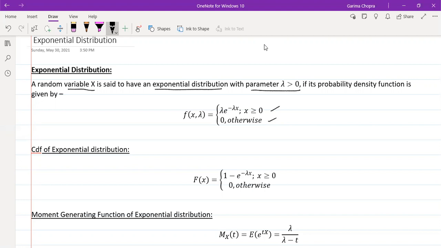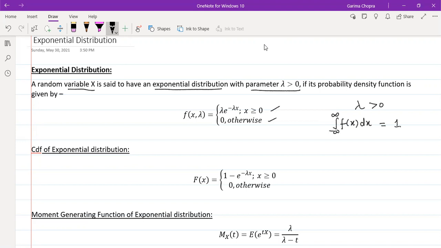If the random variable x has an exponential distribution, the parameter involved here is lambda, and this parameter lambda is greater than 0. We can easily verify that this given f satisfies the properties of a probability density function. It is integrable, it is non-negative in nature, and when we integrate it within the limits minus infinity to infinity with respect to x, we get the result as 1. And we can very easily verify this result.